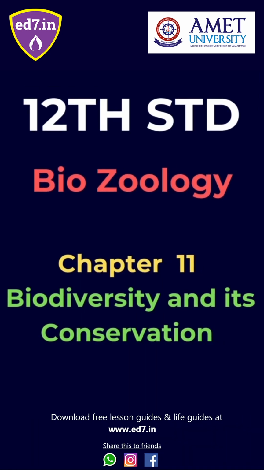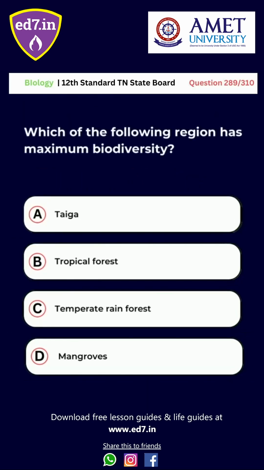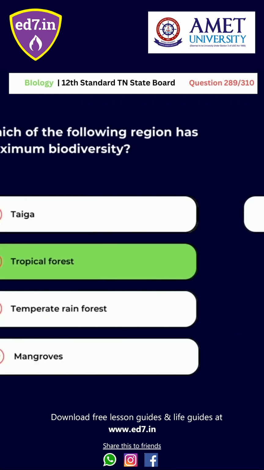Chapter 11. Biodiversity and its conservation. Question number 289. Which of the following region has maximum biodiversity? A, taiga, B, tropical forest, C, temperate rainforest, D, mangroves. The right answer is option B, tropical forest.